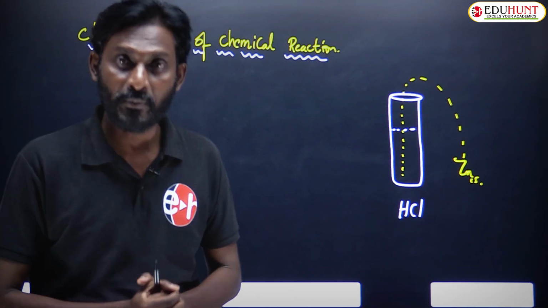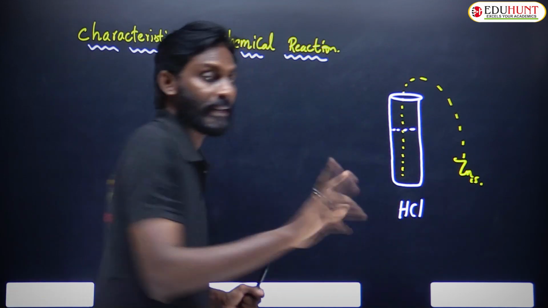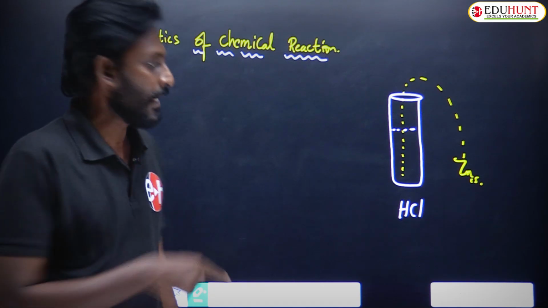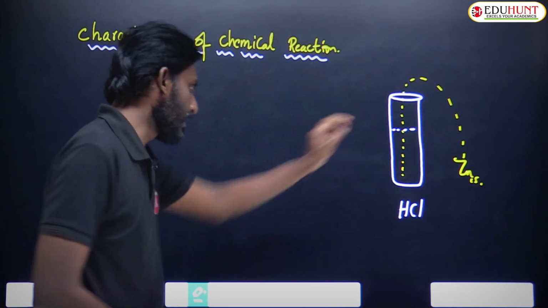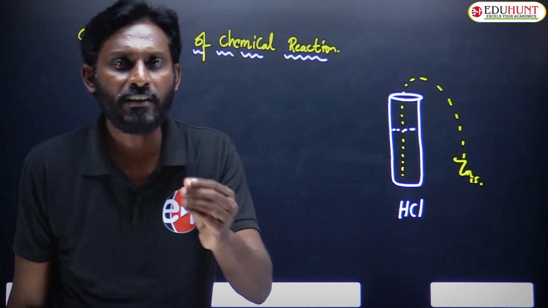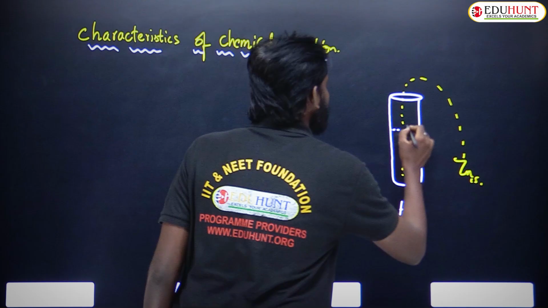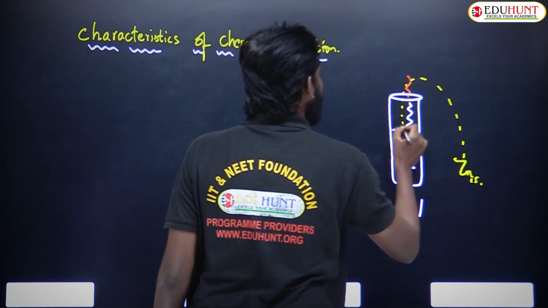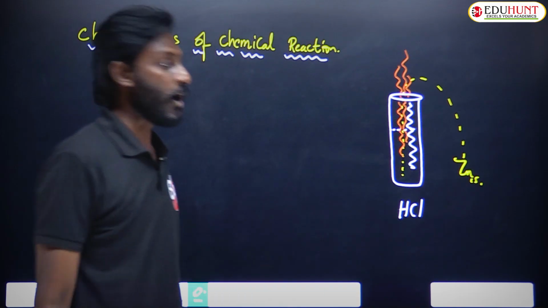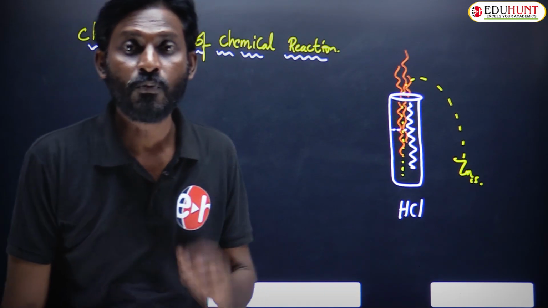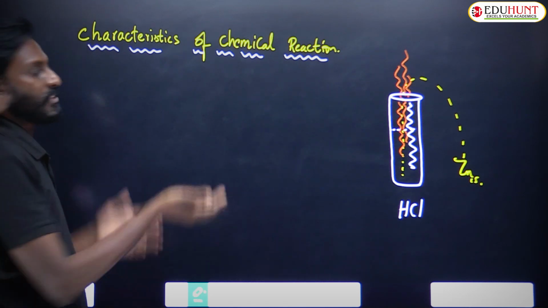So what is the confirmatory observation so that we can say zinc and HCl are interacting? In this particular example, after you add zinc to the HCl, within a few seconds, there is evolution of some gas. Okay, now if you think carefully, what happens? Now try to represent that process here.